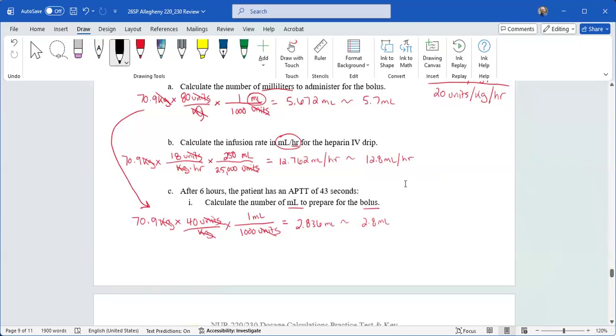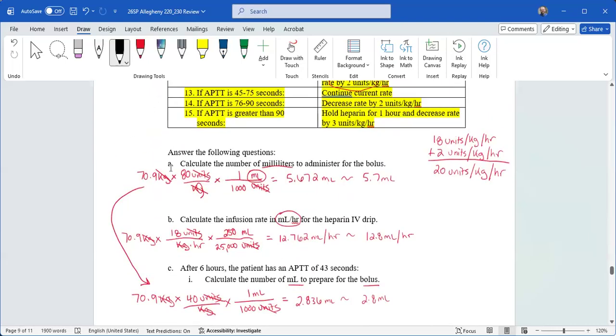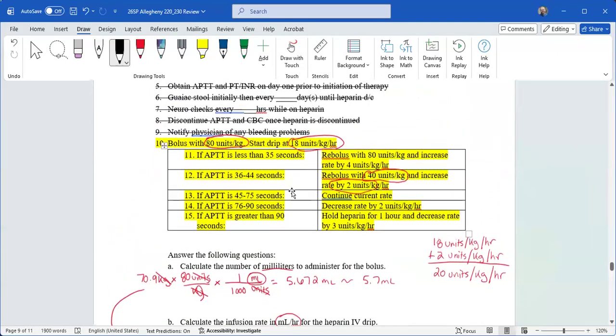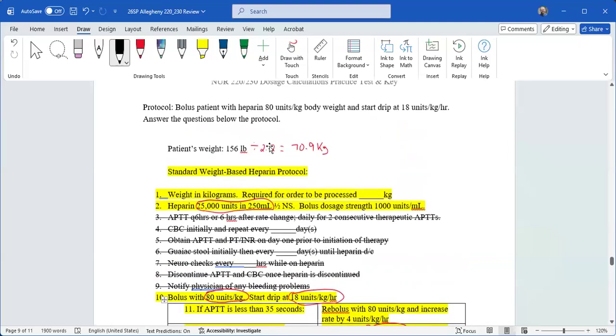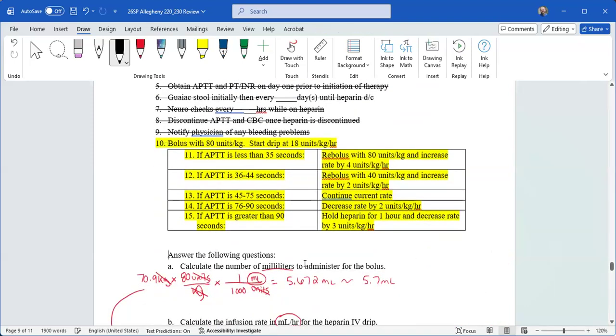So what I'm going to do is just save these here, because you're going to see what's written up here on your test. Let me go through it. I'm actually going to change the weight and then we'll go through the protocol fresh. I always tell students the only thing that really changes on this is the patient's weight. Everything else is pretty much the same. So it's not like you're going to see something different. You could technically see something different, but I don't think you're going to.